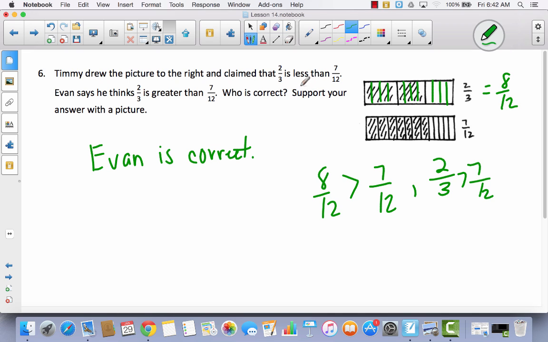Now the reason why I don't have to explain my thinking is because notice it doesn't say explain, it says support your answer with a picture. And we did that, and we also supported it with a number sentence. Now I want to say that the last 3 lessons that we have done have been very tough. And you have to really try hard to focus and to understand. You may have to go back and rewatch a little bit of this just to make sure that you understand everything.